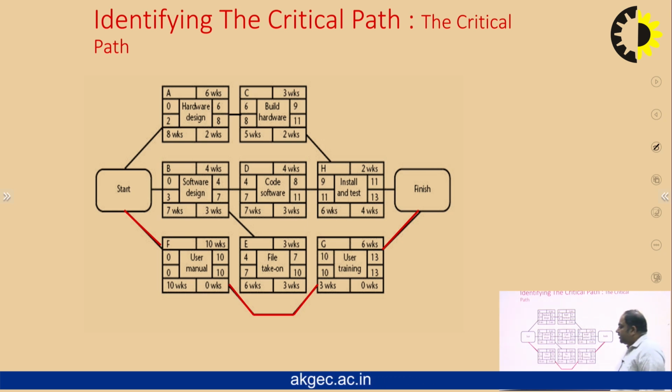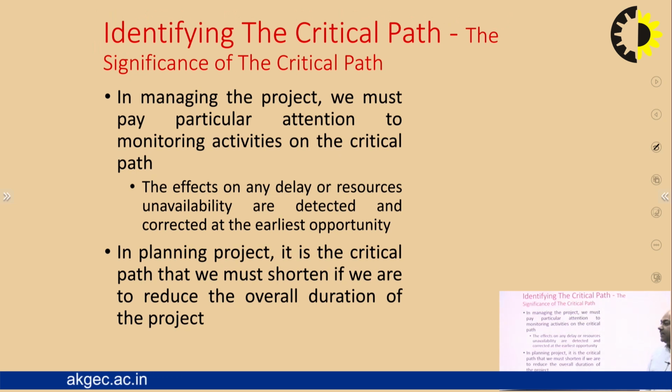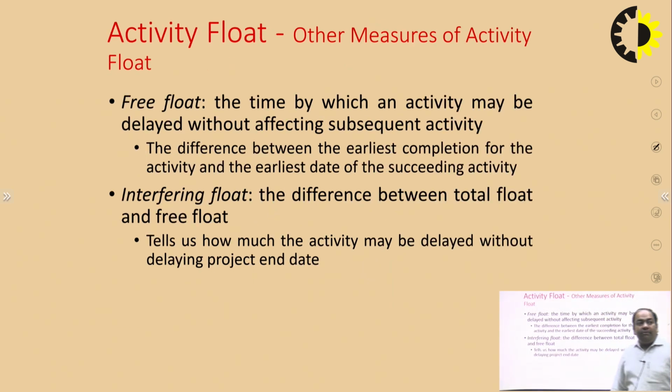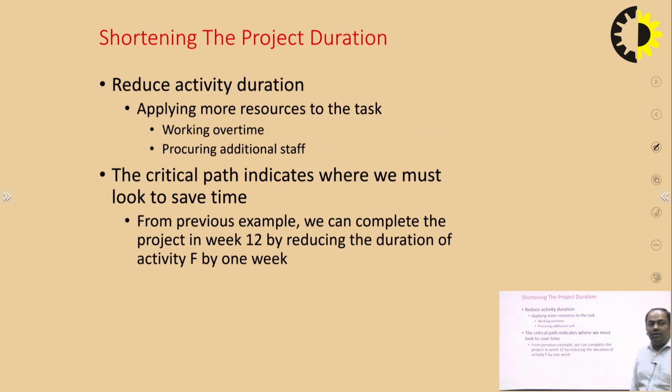So in this way we have filled in this whole precedence network model and found the critical path, and the critical path is start, then 10 weeks and then 6 weeks to finish through this critical path. So what is the significance of this critical path? In managing the project we must pay particular attention to monitoring the activities on the critical path, and it is the path that we must shorten if we want to reduce the overall duration of the project. So we also measure free float and interfering float. Free float is the time by which an activity may be delayed, and the difference between the total float and free float is known as the interfering float.